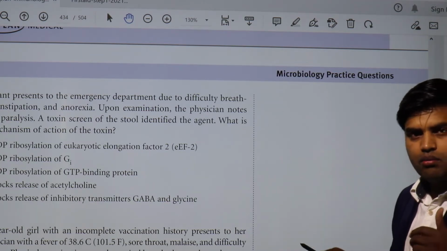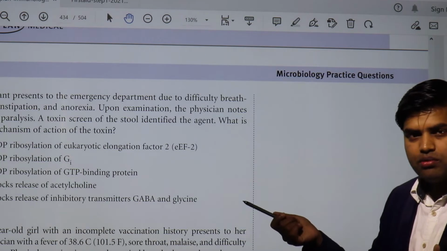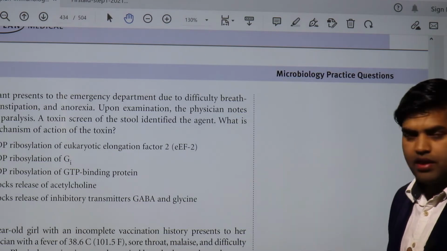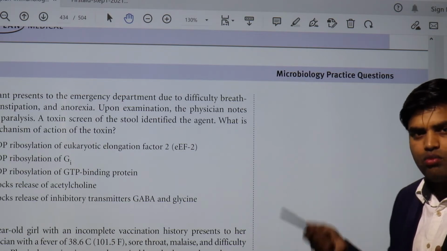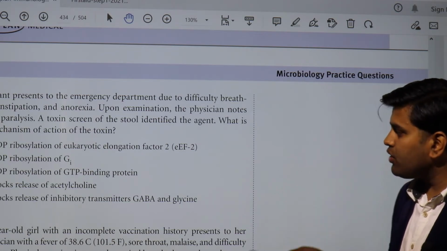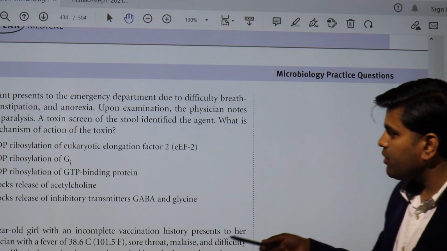So the disease: infantile botulism. What is the toxin identified? Botulinum toxin. What is the mechanism of action? Obviously, it inhibits the release of acetylcholine, so it blocks the release of acetylcholine, and you have to find that in your options.